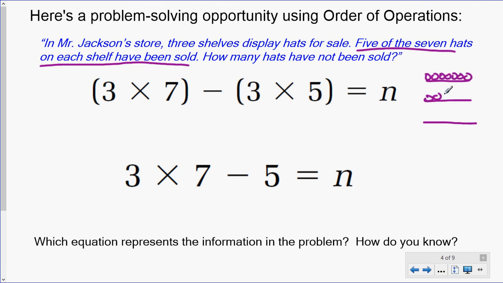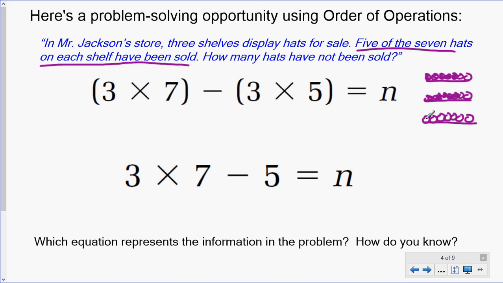1, 2, 3, 4, 5. I'm just drawing this for the visual learners. Very small, but nonetheless, I am drawing it. So 5 of the 7 hats on each shelf have been sold. So that means I'm going to just shade out the ones that have been sold. 1, 2, 3, 4, 5.